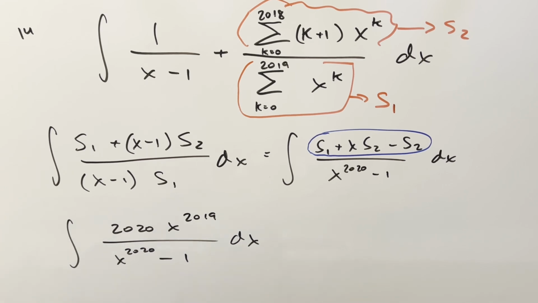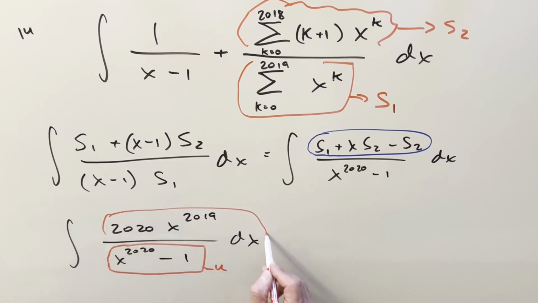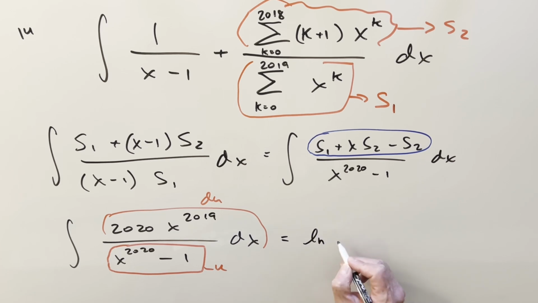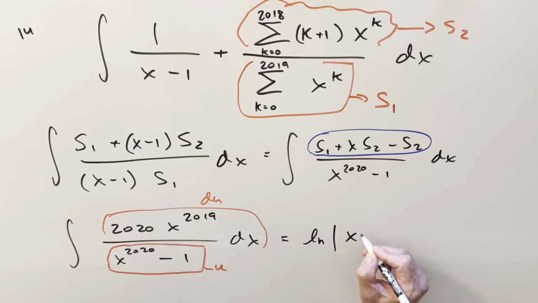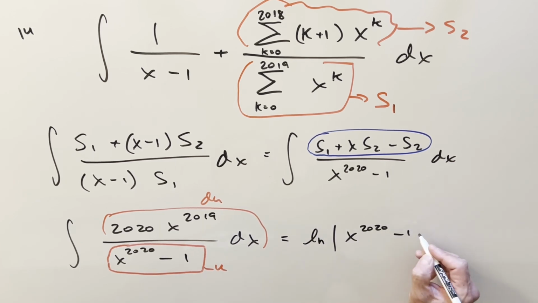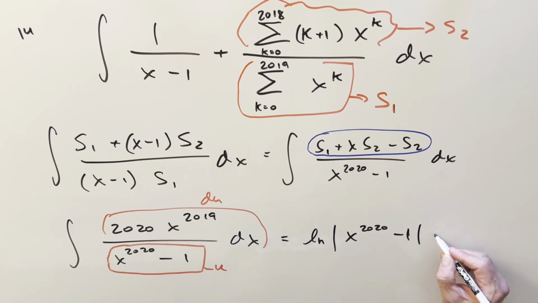We could do a u substitution, but let's actually do it in our head because we have it where, if this right here is our u, then the numerator is exactly our du. So this is just going to be an integral of du over u. So we'll go ahead and integrate. And so for my final solution, we get just natural log absolute value of x to the 2020 minus 1, plus c, and that's it. Okay, so there you go.